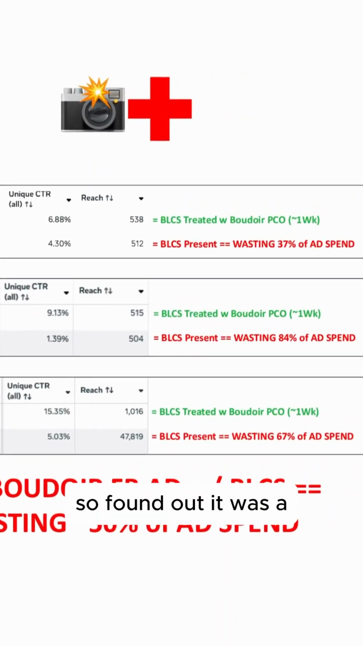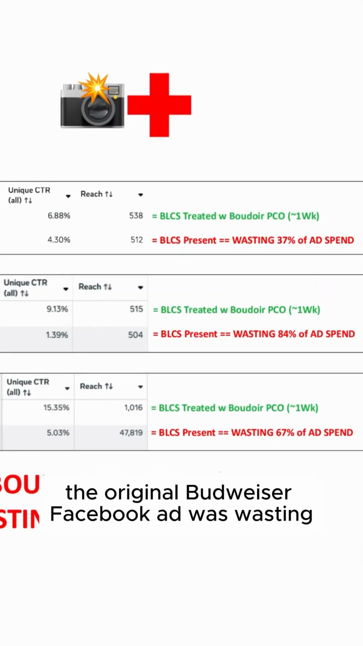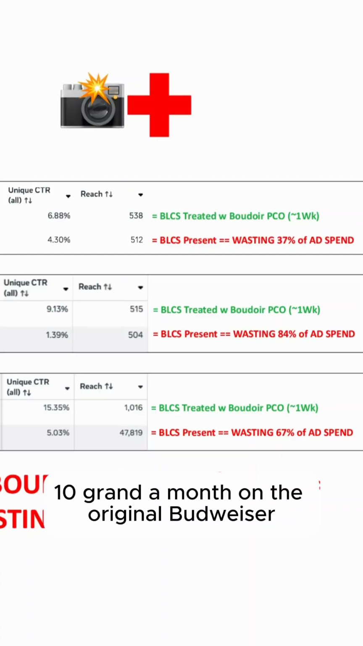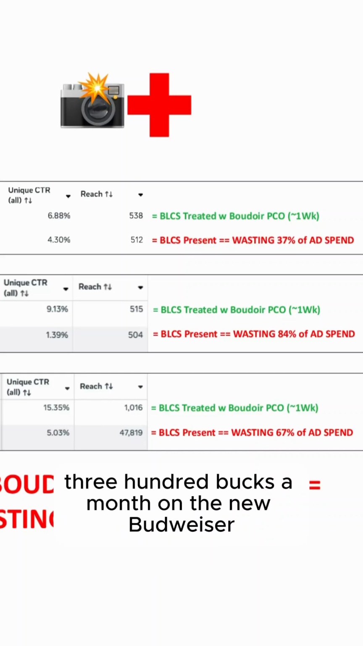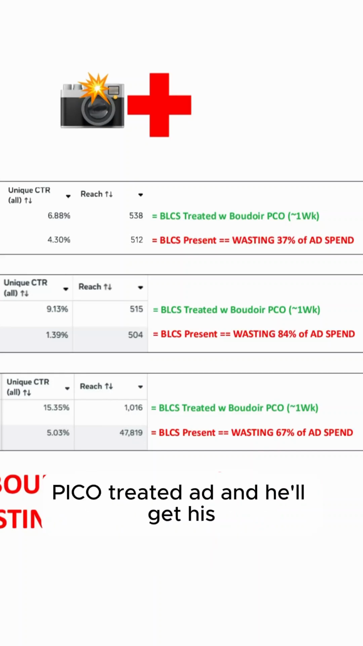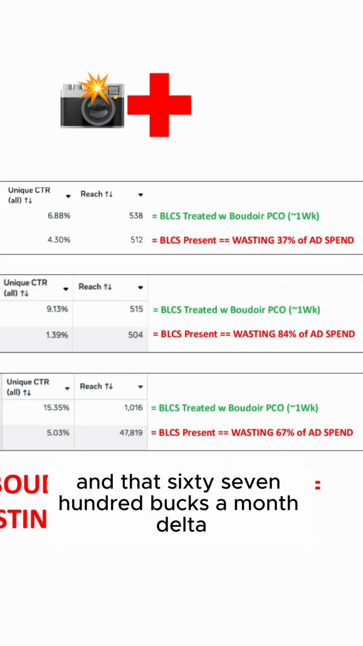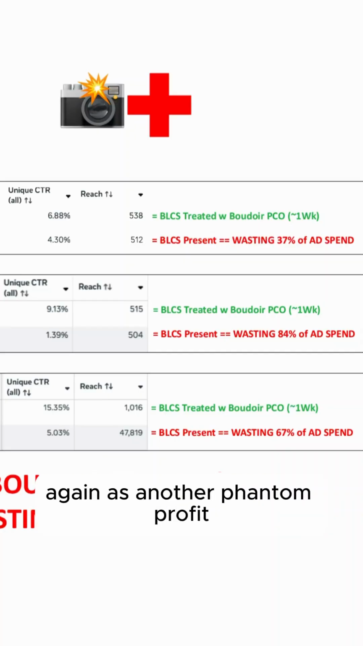So we found out the original boudoir Facebook ad was wasting 67% of ad spend. So if he was spending 10 grand a month on the original boudoir Facebook ad, now he only needs to spend $3,300 a month on the new boudoir pico treated ad, and he'll get his ad into the same number of women's brains. And that $6,700 a month delta, that difference, he actually keeps in his pocket, again as another phantom profit, boudoir pico profit, whatever.